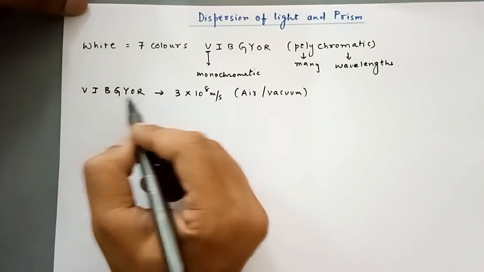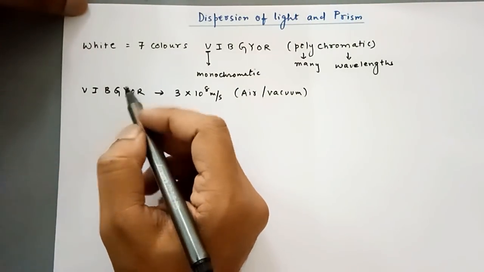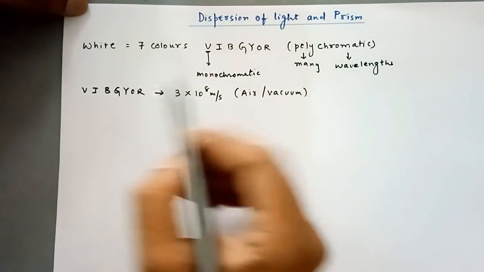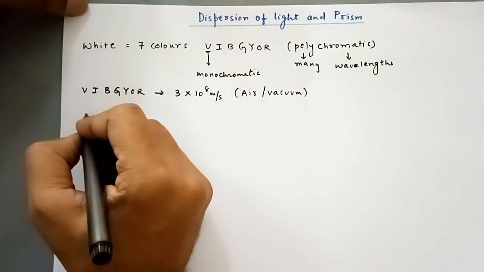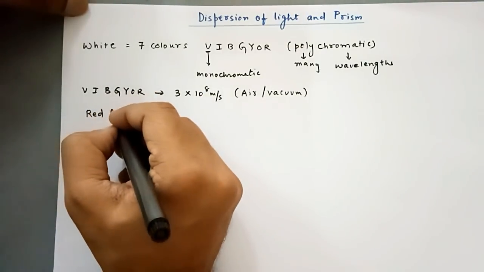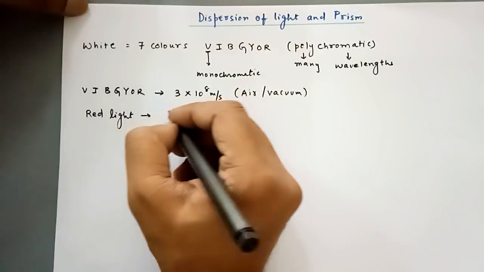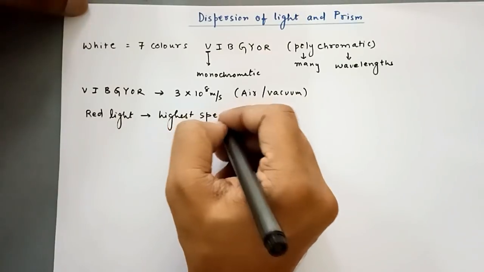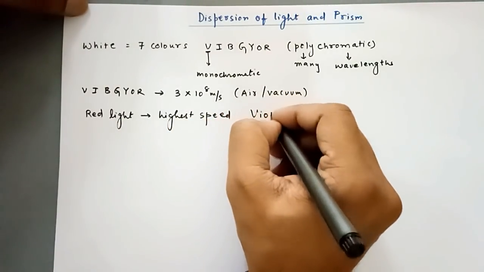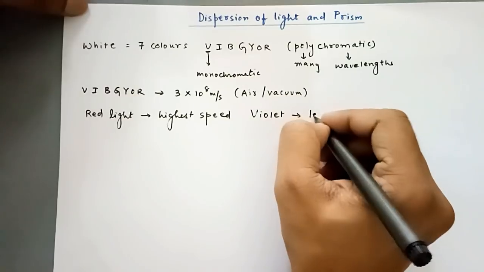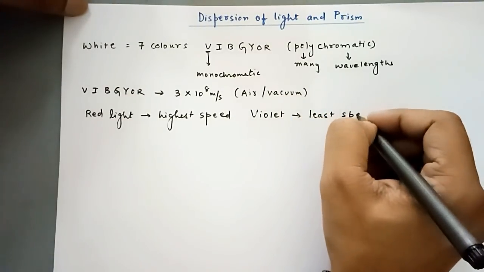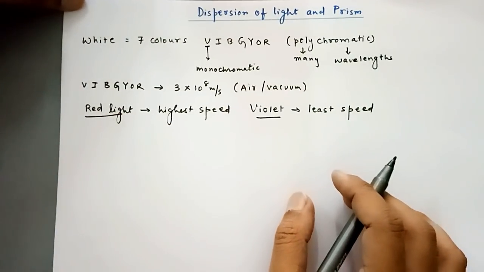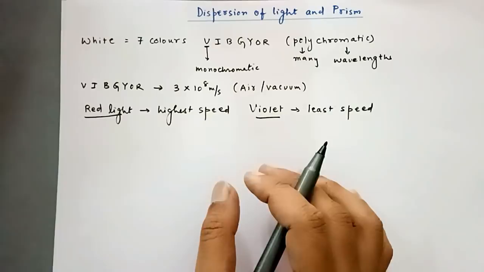Now when this white light, which is made up of 7 colors, goes inside any other medium such as glass, water, or oil, the speed of all these colors changes. Red light travels with the highest speed and violet light travels with the least speed. These are all experimentally observed data. We are just experimenting with things and taking it into account in our discussion.